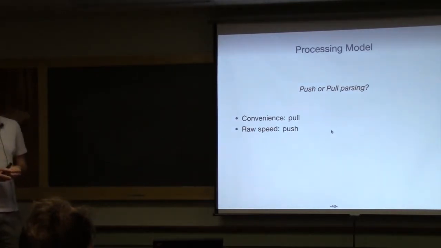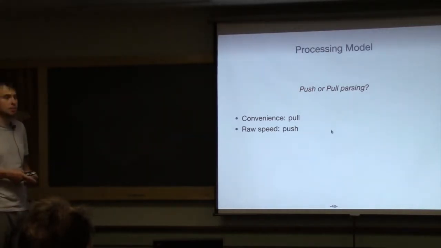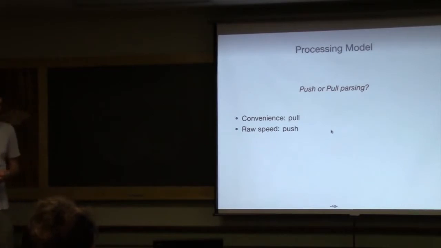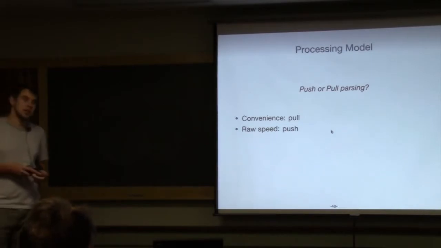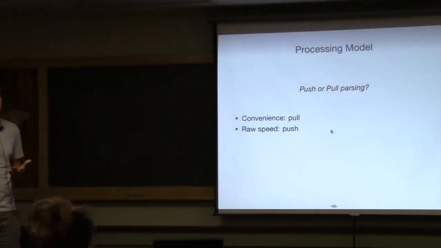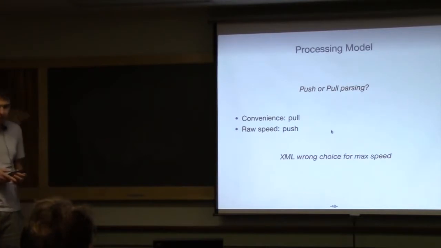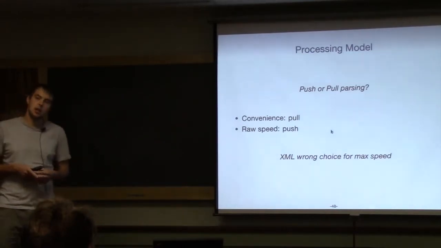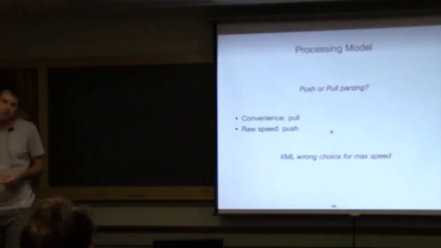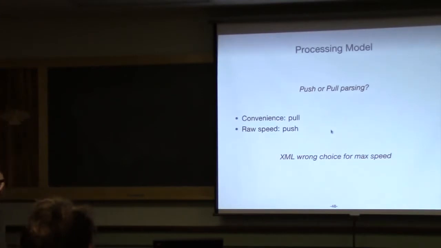Remember, with push, the parser tells us when it's ready, and with pull, we tell the parser when we are ready to handle the next parsing event. If we want convenience, then push with its inversion of control and callbacks is really awful. If we want speed, then push is normally a bit faster. I say we trade extra speed for convenience, because if it's maximum speed that you're after, then choosing XML was probably the bad idea in the first place.